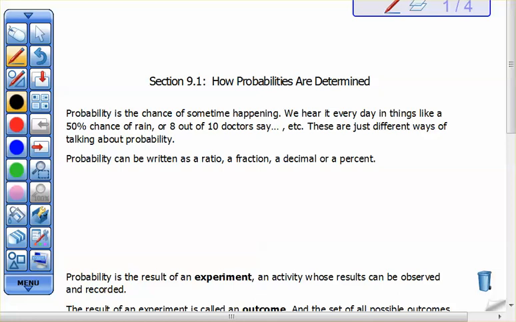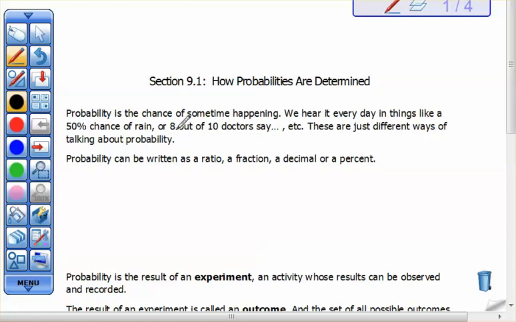Now, probability can be written several different ways. It can be written as a ratio, a fraction, a decimal, or even a percent. Generally, when we talk about probabilities, we use percentages, like a 30% chance of rain, or a 25% chance of such and such happening. But when we write about probabilities, especially mathematically, we usually write them as a decimal. Anyway, let me show you what I'm talking about here.